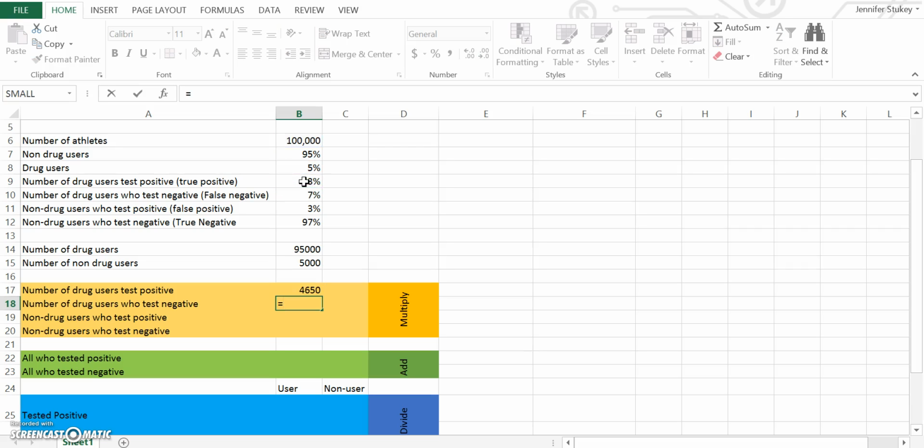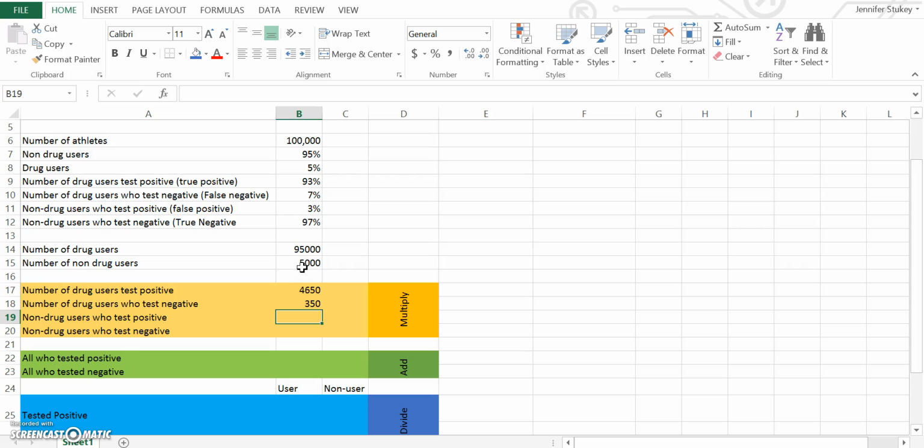The next one we're going to do is the number of drug users who test negative. So we calculate the number of drug users, which we've already done twice so far. This will be the third time. We are going 100,000 times 5%, and then we are multiplying that by 7%, because 7% of them will test negative. So what that amounts to is 5,000 times 7%, or 350.